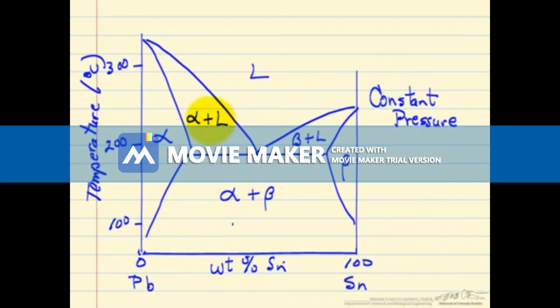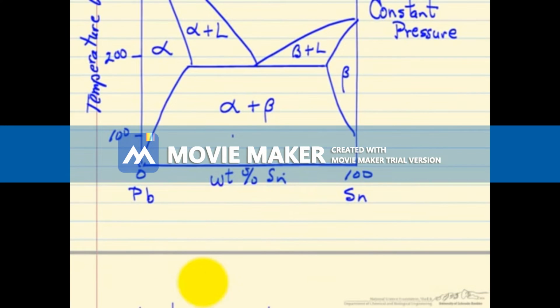This is a region where alpha and the liquid phase are in equilibrium, so we have 2 phases. Any point in here really corresponds to so much of the solid phase and so much of the liquid. Exactly the same now for this region, except the liquid's in equilibrium with the high tin content solid. In this region we have 2 solids, so much of the alpha phase and so much of the beta phase.